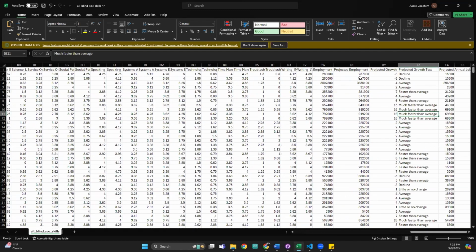As you can see, there is added information for those jobs that looks into the future. What is the projected employment? What's the projected growth? And then a description of that projected growth, and also even the current employment. And this is as of 2022.